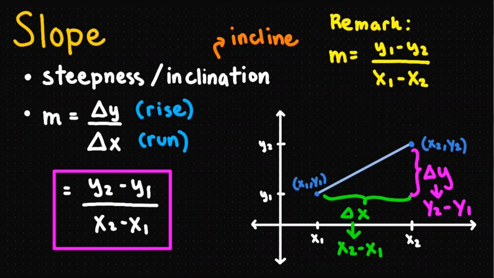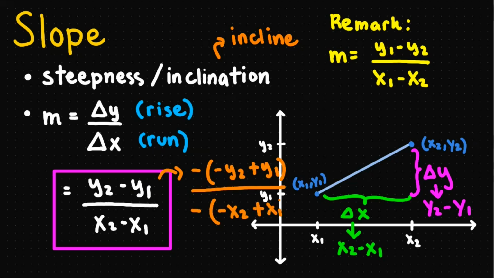And despite reversing the roles, we'll still obtain the same answer since algebraically, if we manipulate this one, we can write the numerator as negative y sub 2 plus y sub 1 all over the denominator, which is negative x sub 2 plus x sub 1. It's like I factored out the negative. Then we can cancel out the negative signs out here, and reversing this will obtain this.